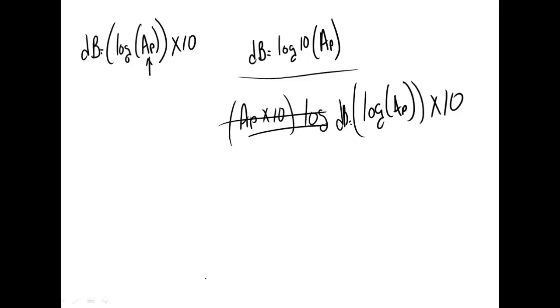Now remember, power varies with the square of the voltage. Y'all understand? If I raise 10 to the first power, it gives me 10. If I raise 10 to the second power, it gives me 100. That would be the same as 10 squared. Y'all understand that? So if I'm measuring voltage, then dB would be equal to 20 times the log of AB.